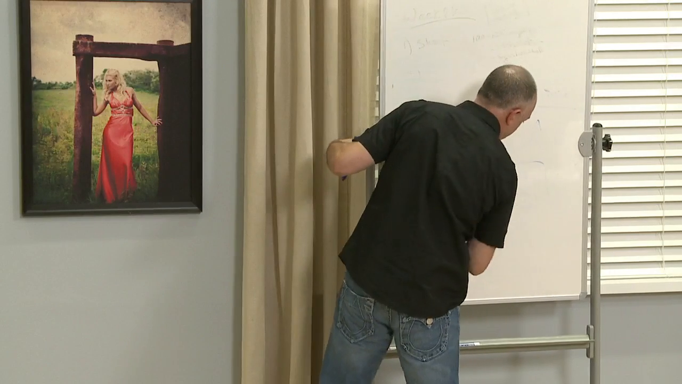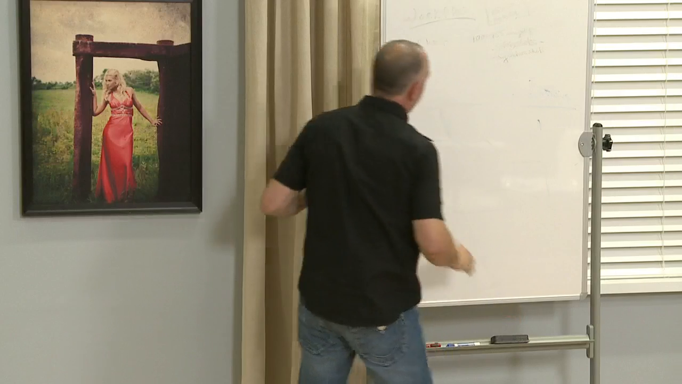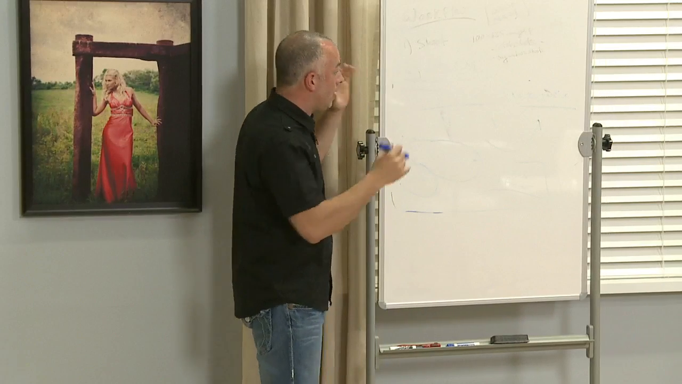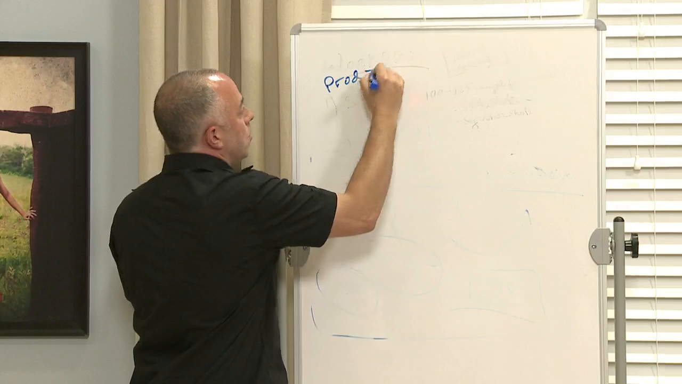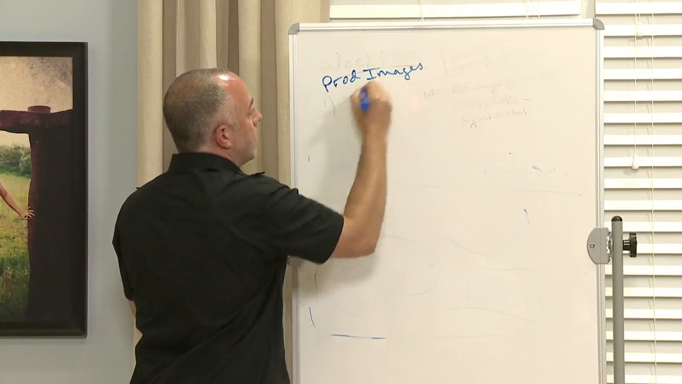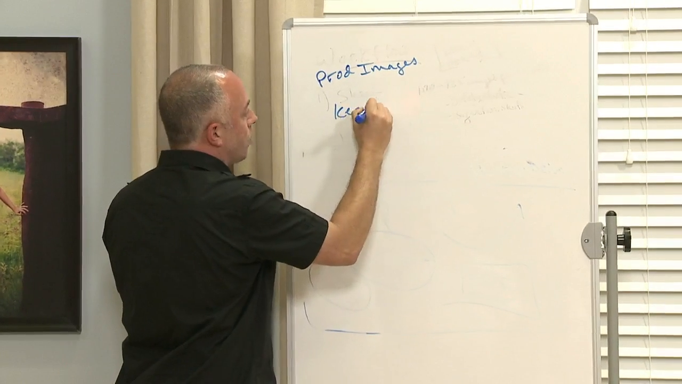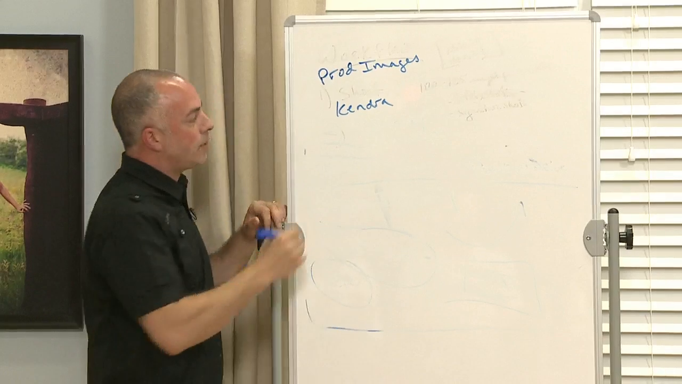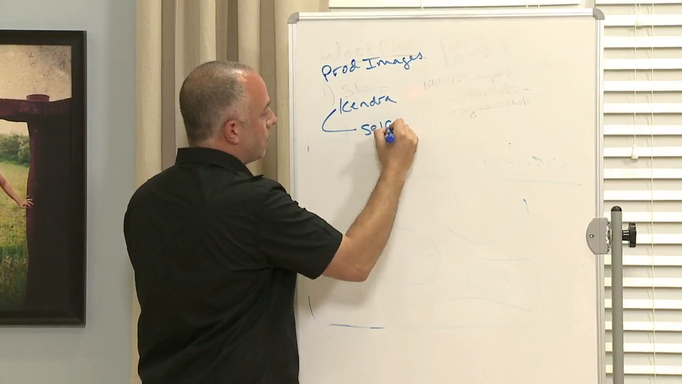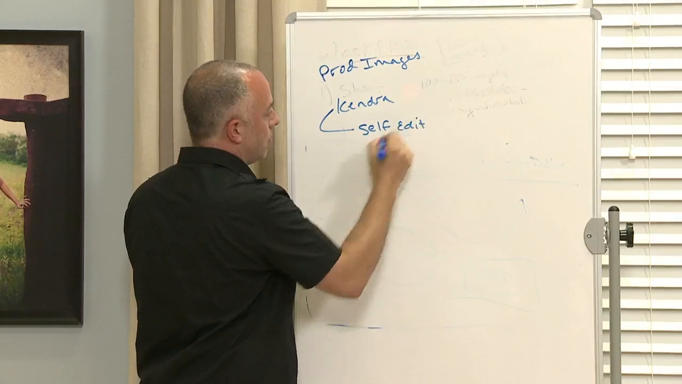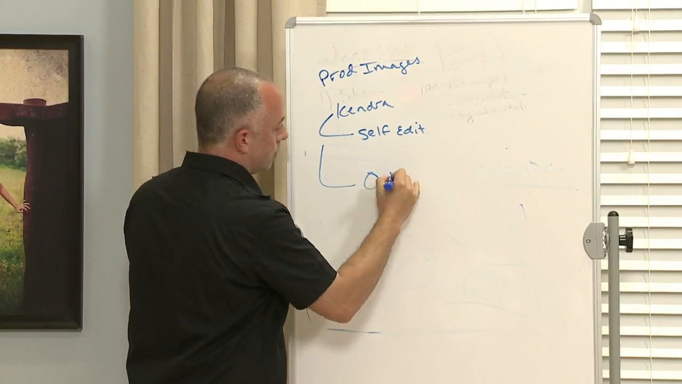So what we're going to do now is we're at the point where these production images are sitting on your drive, right? And let's just say these are Kendra's images, so we have Kendra here. What do you do with Kendra? You've got two options. You can self-edit, nothing wrong with that, or you can outsource.